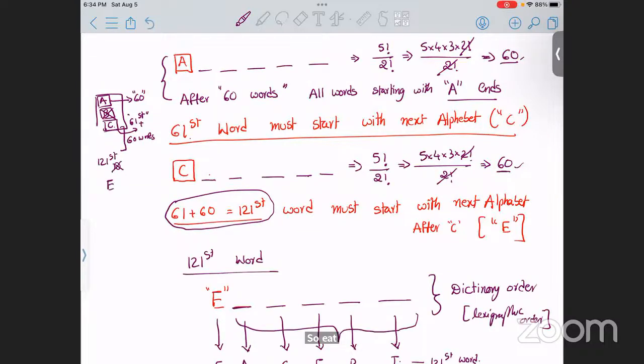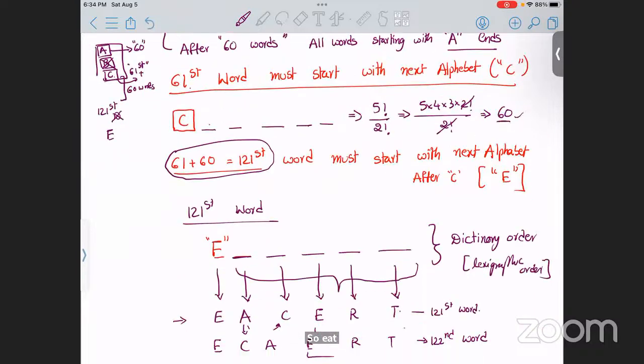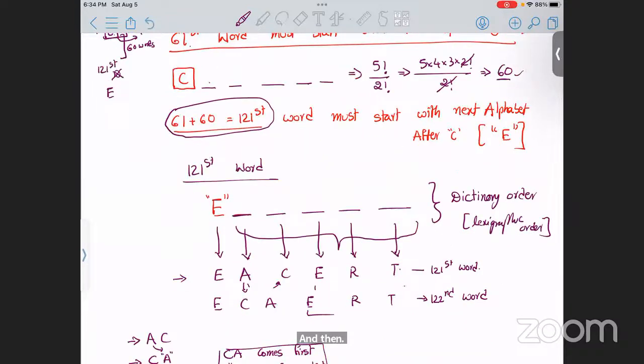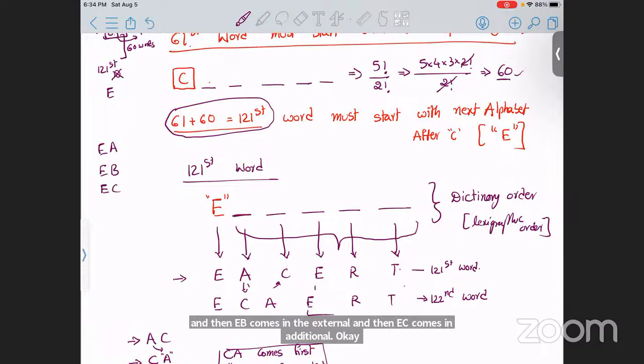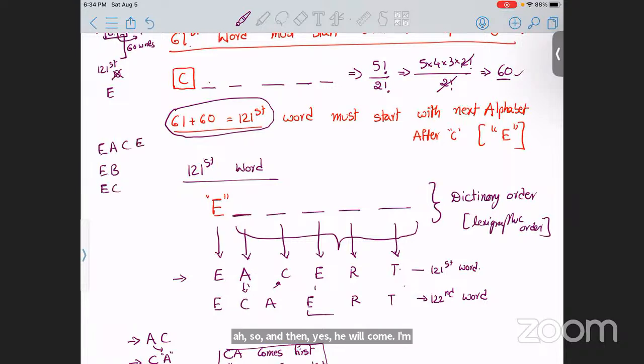E is the only possibility. Now, how will you fill all these 4? Fill in ascending or dictionary order. EA comes first, then EB, and then EC in the dictionary. So EA is fixed, and then EAC will come, and then EACER and T. Okay, clear.